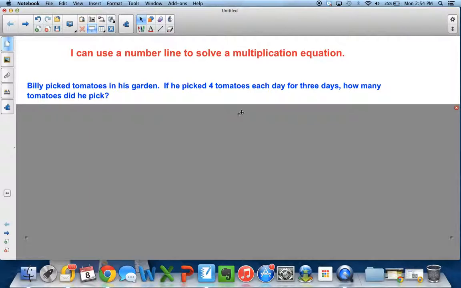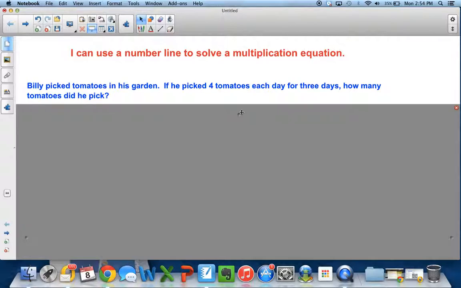Well, first, as always in math, we need to visualize. He picked 4 tomatoes. I can see 4 tomatoes on a vine or on different plants. But I see him picking these on 3 different days. So I see several plants. So on Monday, Billy picked 4 tomatoes. On Tuesday, Billy picked 4 more tomatoes.